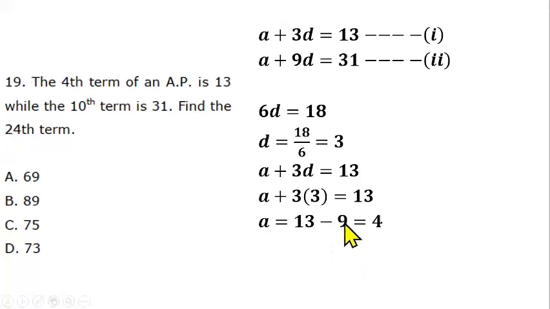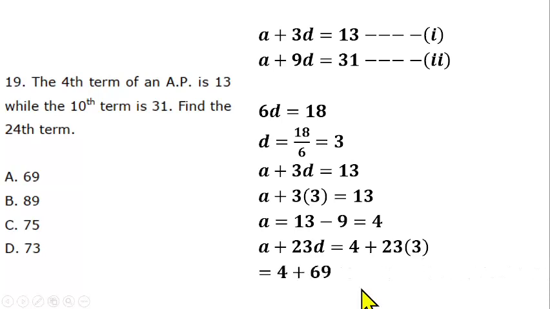So that means first term is 4, and the common difference is 3. So we have to find the 24th term. 24th term will be a plus 23d. So 24th term is a plus 23d. Your a is 4, plus 23, and your common difference is 3. So 23 times 3, that gives us 69, plus 4, that will give us 73 as the 24th term, and the option is option D.